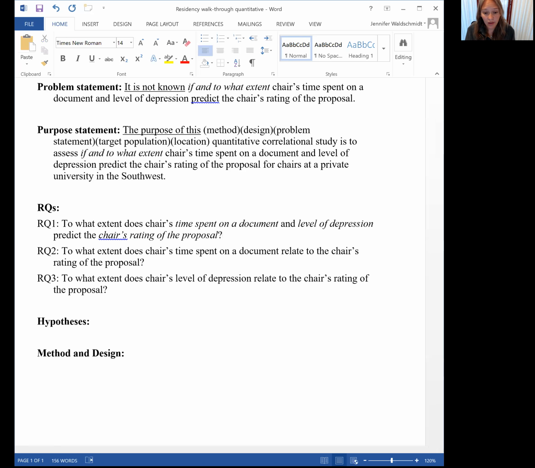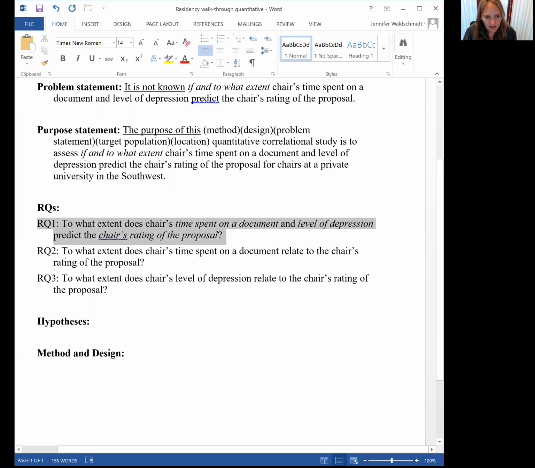So we have to be able to tie each of these 3 variables back to a theoretical framework. That might take one theoretical framework if it described time spent on a document, level of depression, and chair's rating. But more than likely than not, in this particular instance, it may take 2 or 3. So whatever that theory is, we need that theory to drive those research questions, to drive that study. So we have to be able to show how our theory drives the study, and the way that we do that is by pointing every variable back to a theoretical framework.